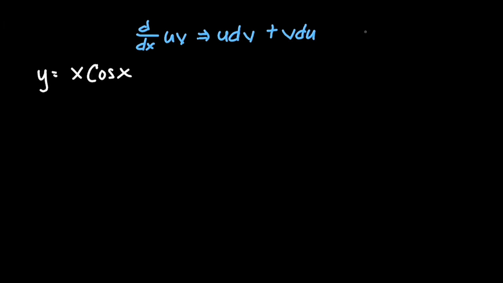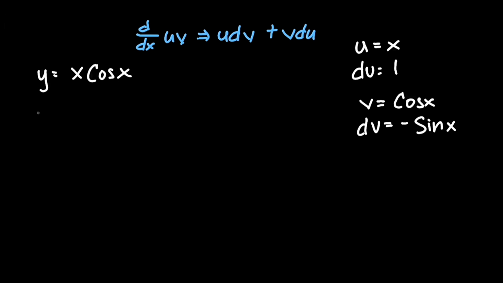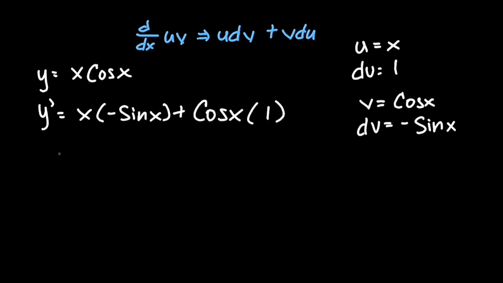Let's try this. x cosine of x. U here would be x, and the derivative of x would be 1. V here will be cosine of x, and the derivative of cosine of x would be negative sine of x. Y prime would be x multiplied by negative sine of x plus cosine of x multiplied by 1. Simplify this, you will get negative x sine of x plus cosine of x.